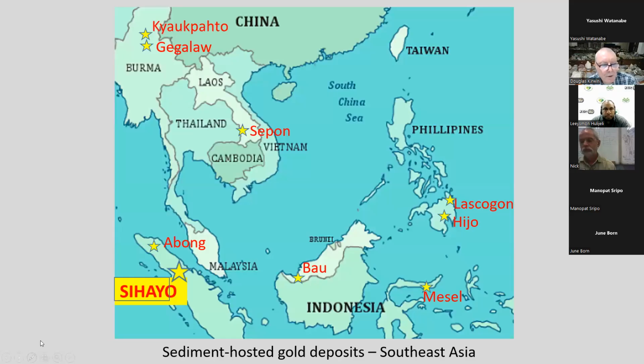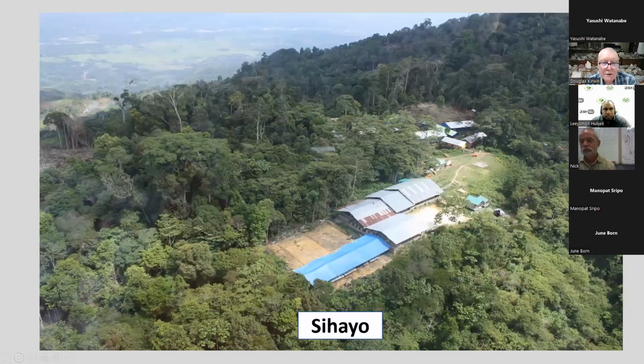If we now look at some deposits in northern Sumatra, they're located on the Trans-Sumatran Fault Zone. The first one we looked at is Siaho. This is a photo of the Siaho exploration camp taken quite some time ago. You can see the core shed in the foreground. For those of you that haven't worked in the tropics before or may work in the future, this is typically what your exploration camp might look like.